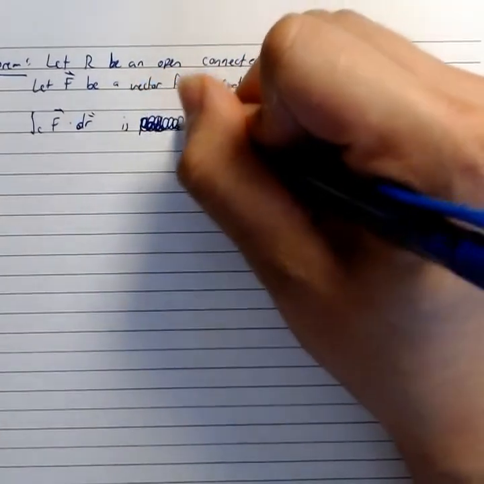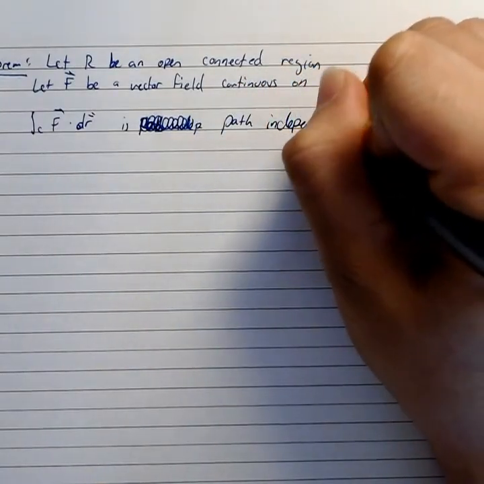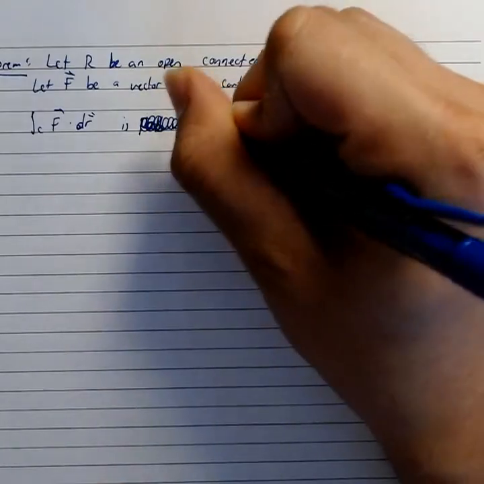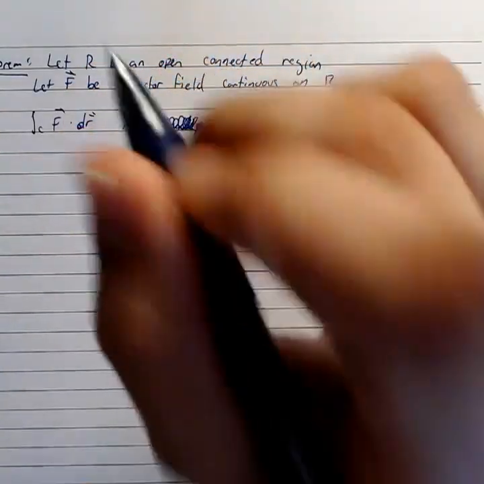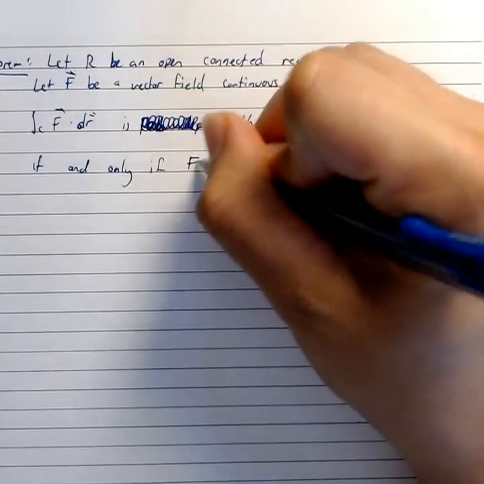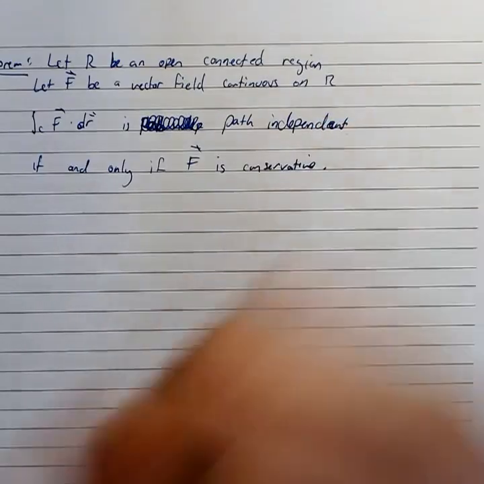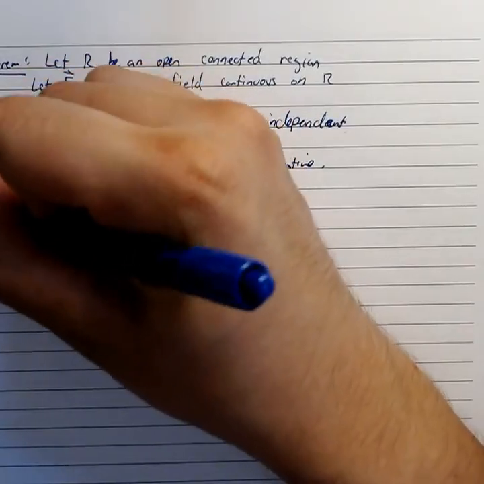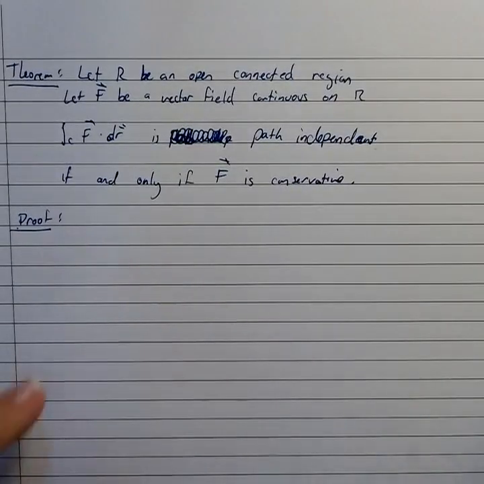Here, let's write that out nicely. Is path independent, if and only if F is conservative. So it's only going to be true in the case of a conservative vector field. The proof of this is, well, half of it's already done for us. That was the fundamental theorem of line integrals. So remember, if and only if means both directions are true.